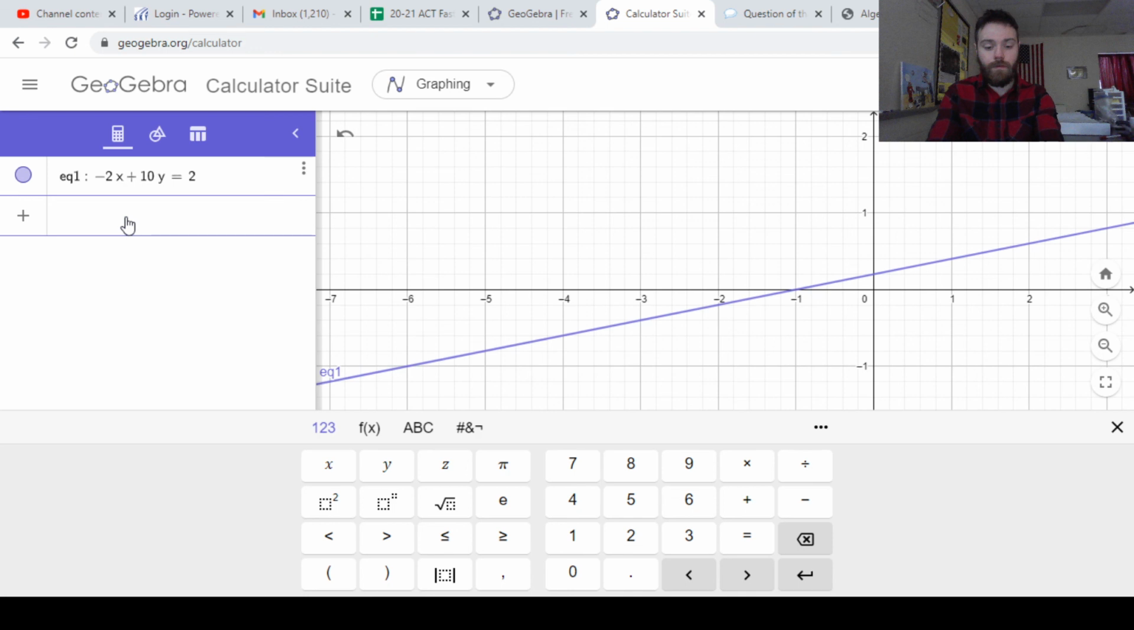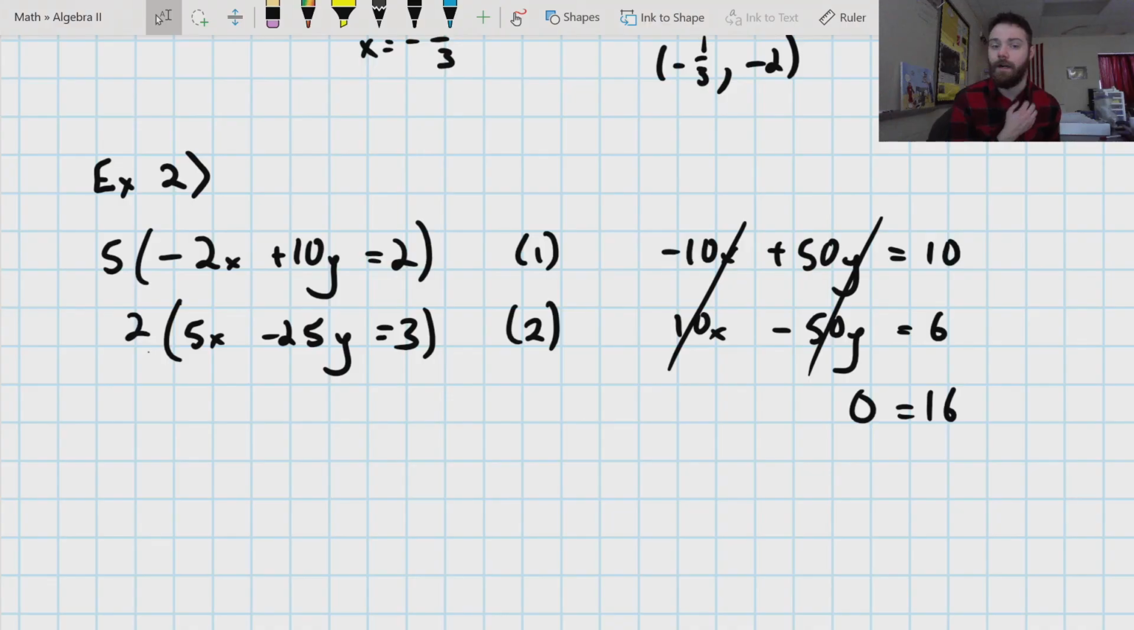And what you'll notice here is that these two lines are parallel, okay? So because they're parallel, that means they're never going to intersect. So I'm going to get false statements when I try and solve them algebraically. So that's why we're getting 0 equals 16 there. So I hope that made sense. And let's take a look at example 3.